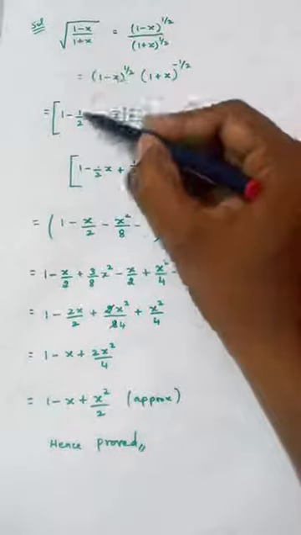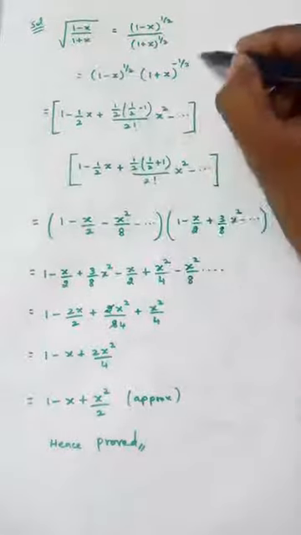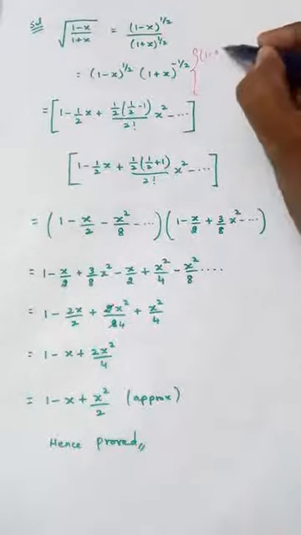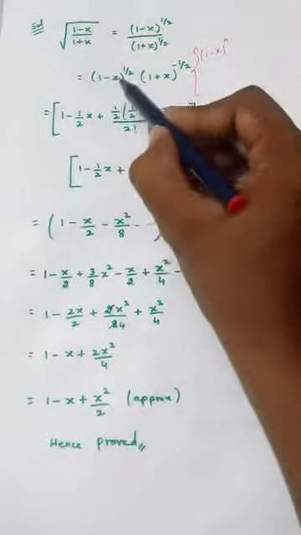Now for this, applying the formula. What is the formula? The formula I am going to write in the rough column: 1 minus x whole power n.